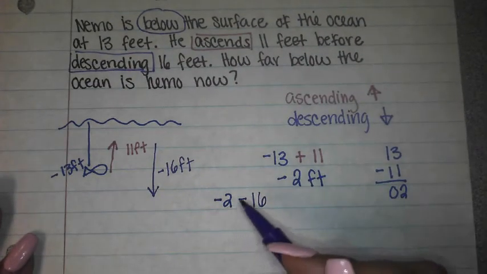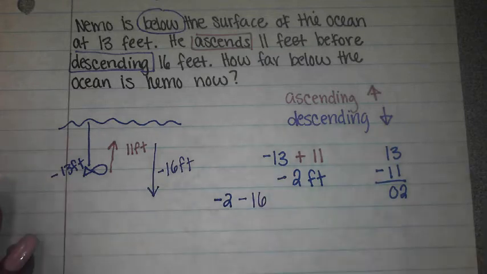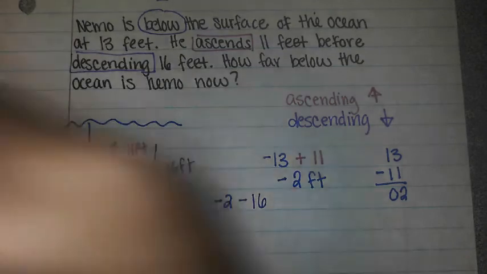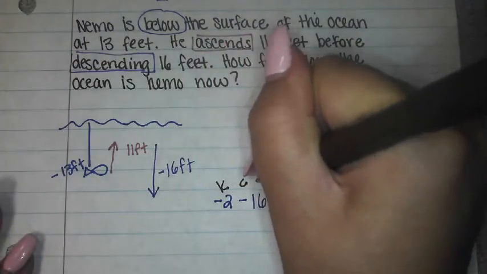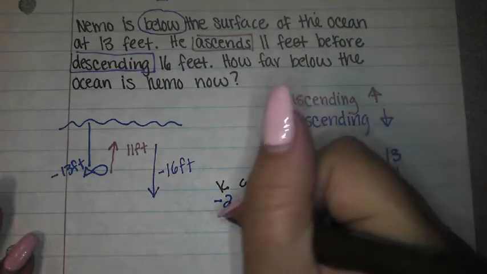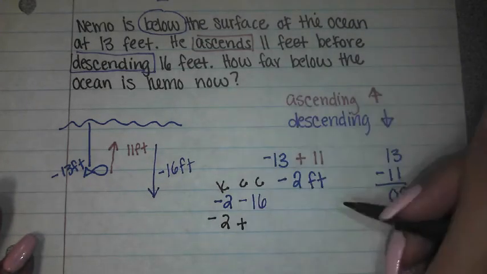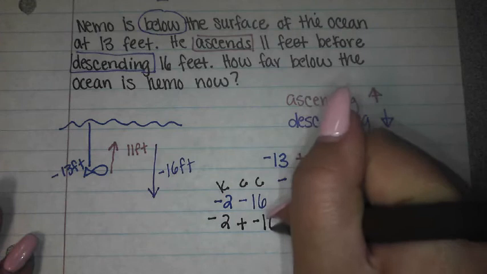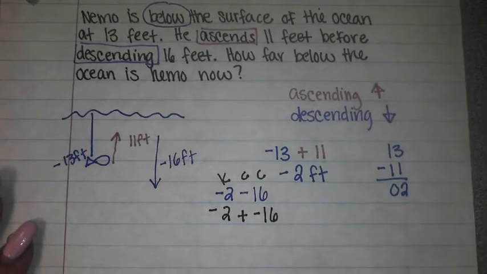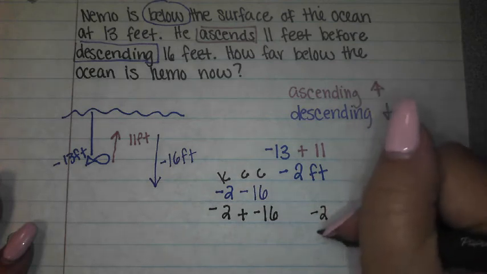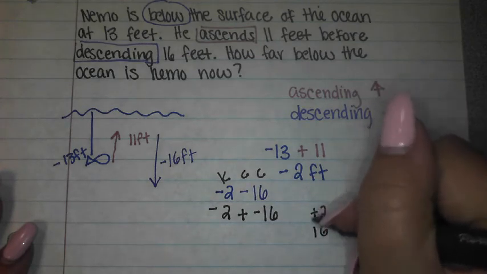So now you have negative 2 minus 16. This is subtracting integers, so that means we need to do keep, change, change. We're going to keep that negative 2, change that negative sign to a positive sign, and change that 16 to a negative 16. My signs are the same now, so I'm going to do negative 2 and 16. We're just going to add them together.